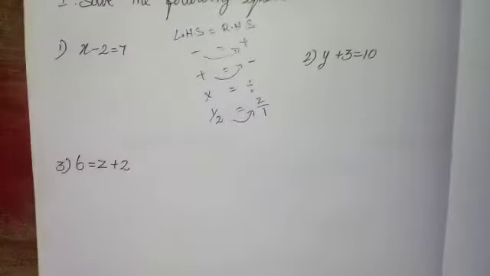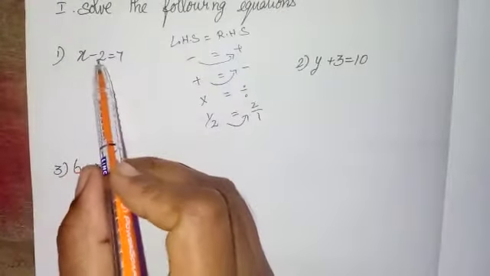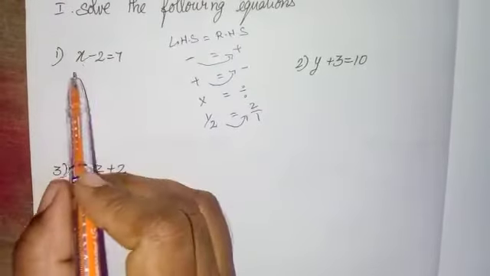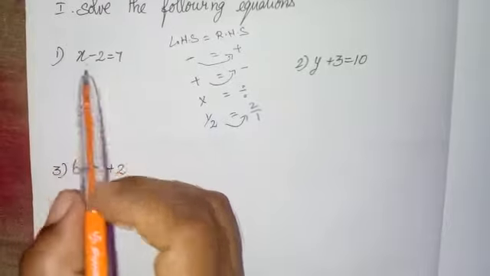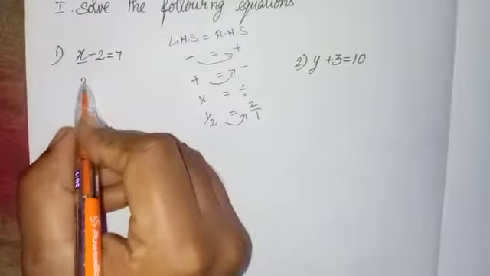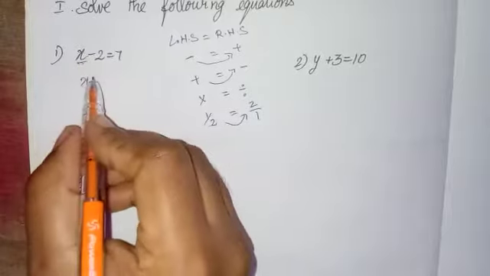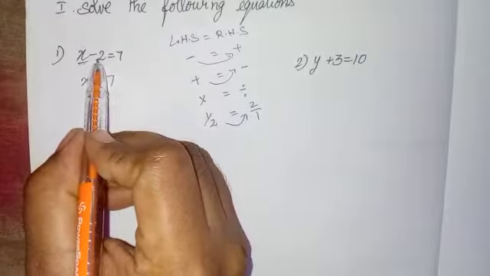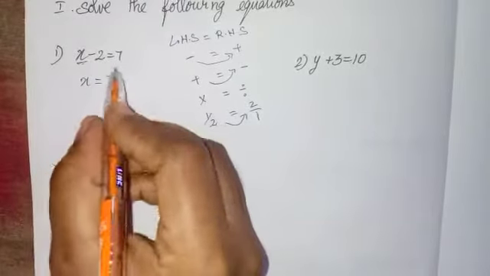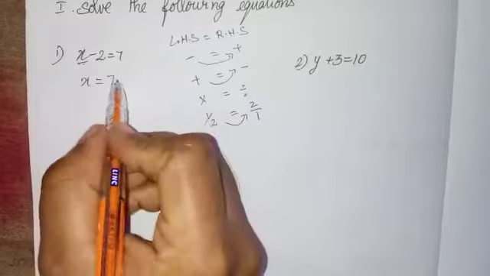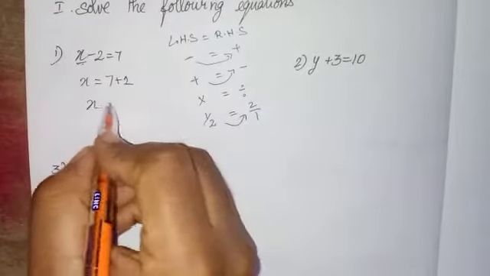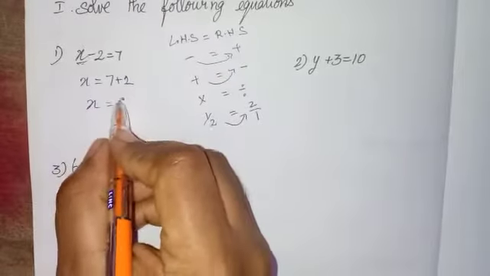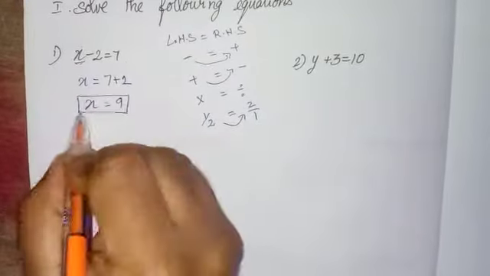So let's go to the first sum. x minus 2 equals 7. What we want to know is the x value. So I just want x. I keep x as it is on the left side. Then the right side is 7. If minus 2 comes to the right side, it changes from minus 2 to plus 2. So x value equals 7 plus 2. So 7 plus 2 is 9. So x value is 9.